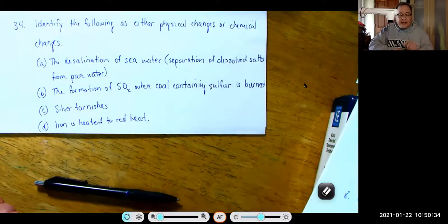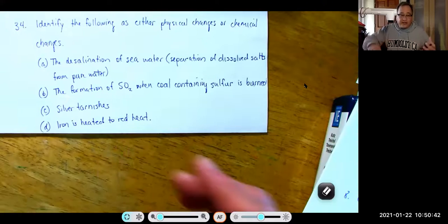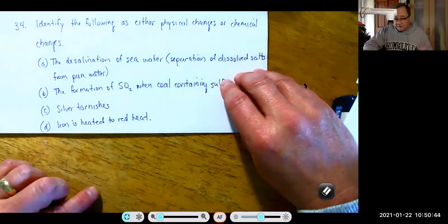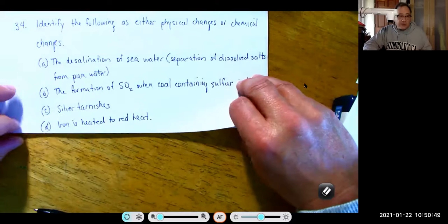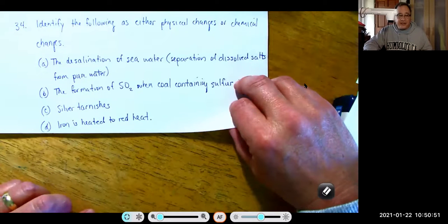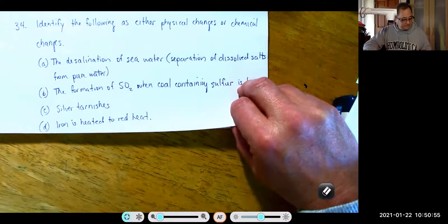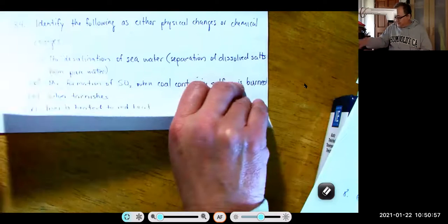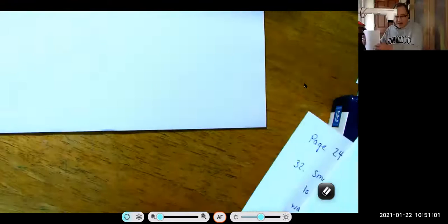So chemical. Iron is heated to red hot. So when you cool the red hot iron, it turns back to iron colored, whatever you may think that may be. And so this is not a chemical reaction. It's simply a physical change. You're heating it up and then cooling it down. Any questions there? Okay, and that's the end of what I have for that particular part of the chapter.